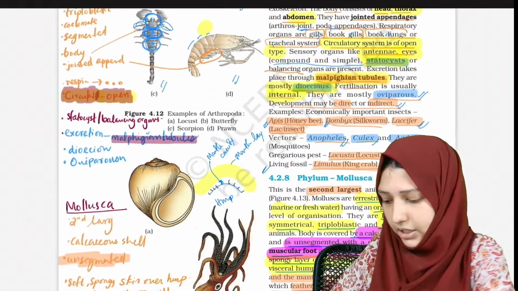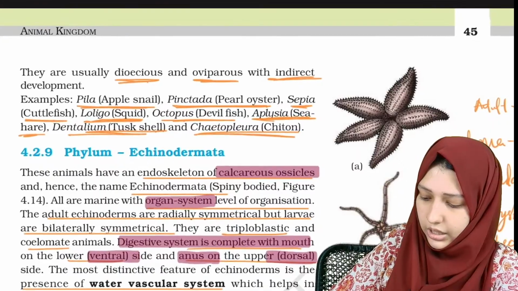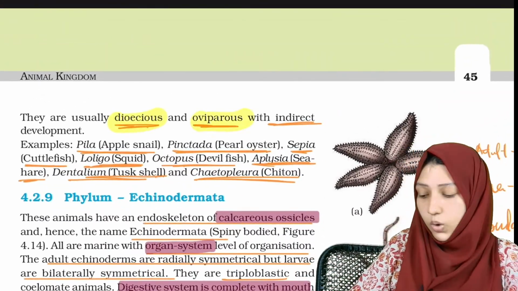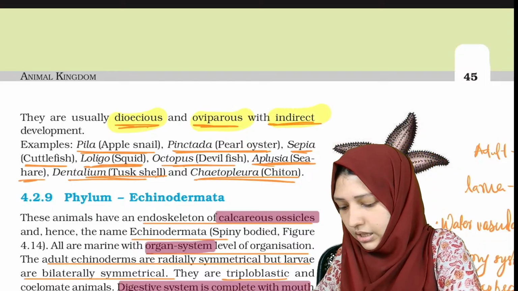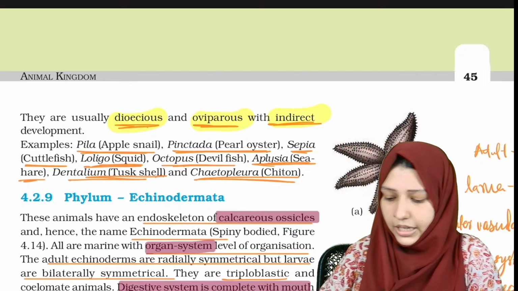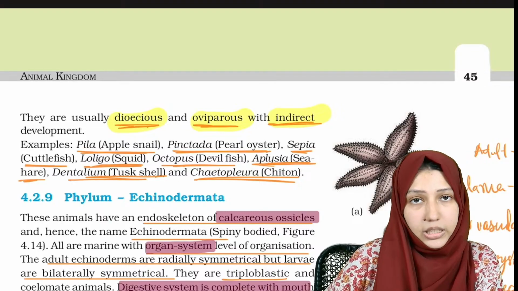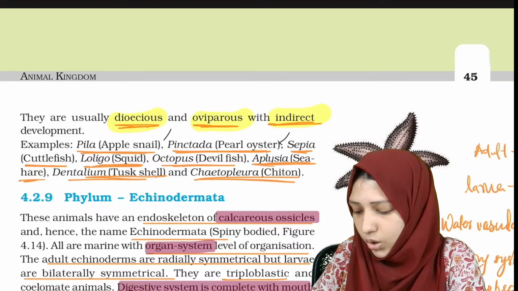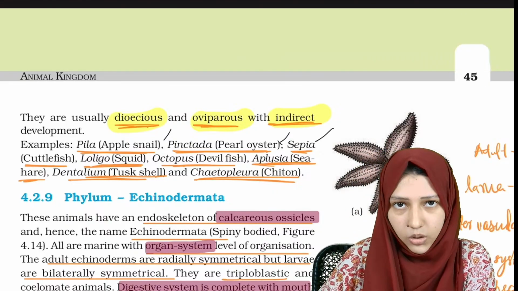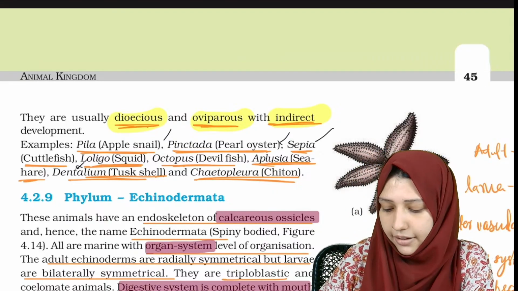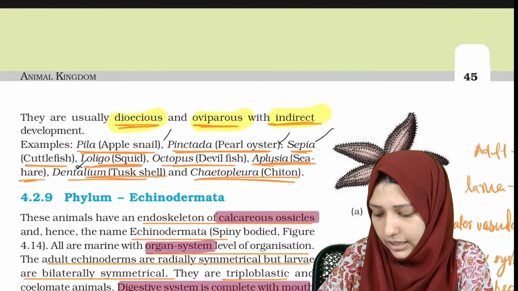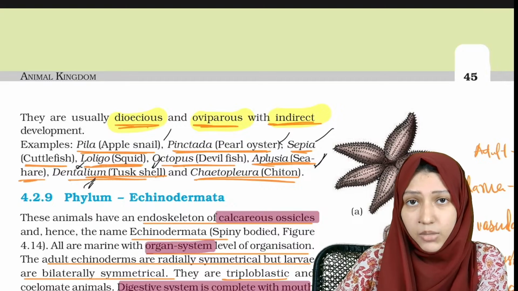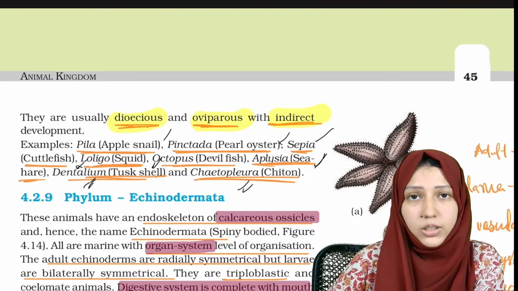They are dioecious, as we said. Then they are oviparous, with indirect development. Now what are the examples? Pila is apple snail, Pinctada is pearl oyster, and Sepia is cuttlefish. Loligo is squid. Octopus is devilfish. Aplysia is sea hare. Dentalium is tusk shell. Chaetopleura is chiton. There is no other way, you have to study the examples.